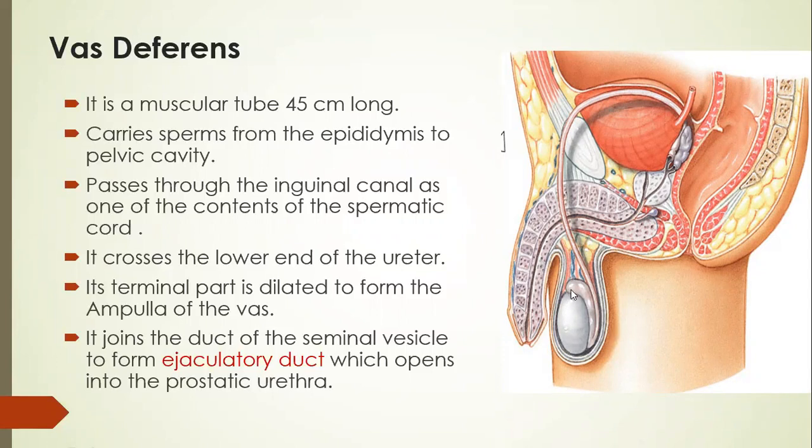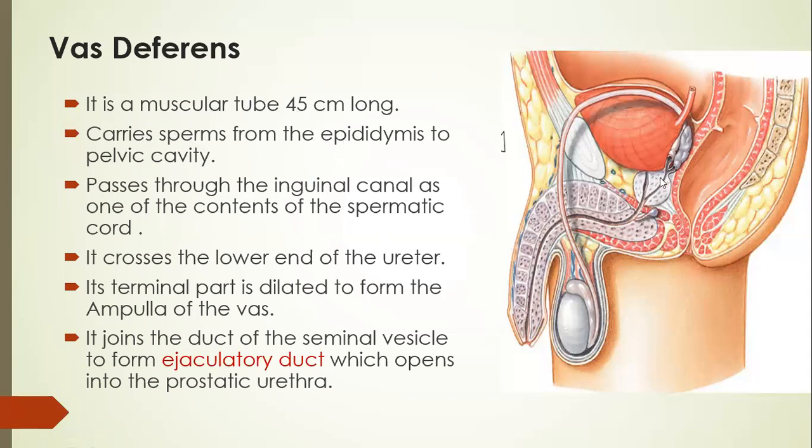So this is the testis, this is the epididymis. Now we'll continue into this long tube called the vas deferens. The vas deferens is a long, muscular tube, almost 45 centimeters long, which will extend from the scrotum all the way, enter into the abdominal cavity and open behind here. It carries sperm from the epididymis all the way to the pelvic cavity.